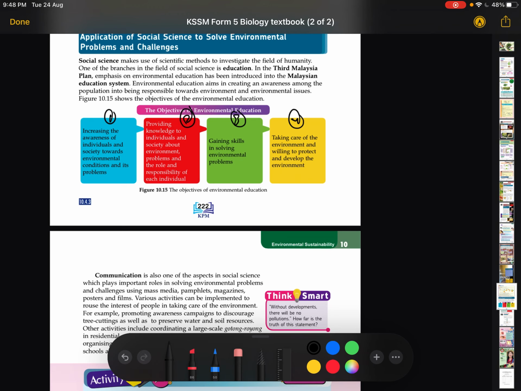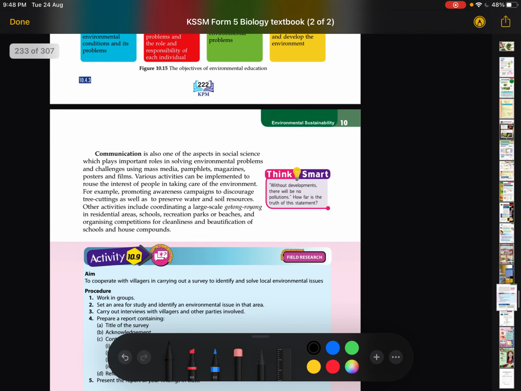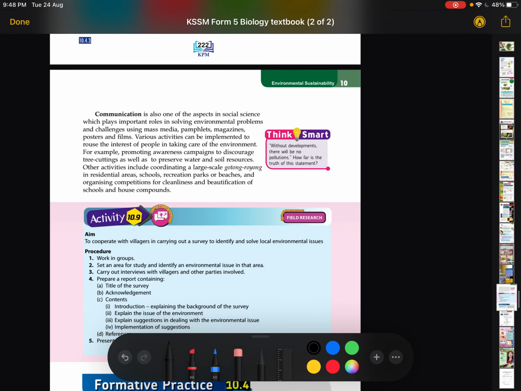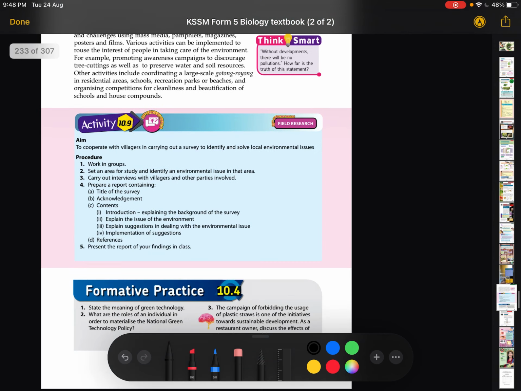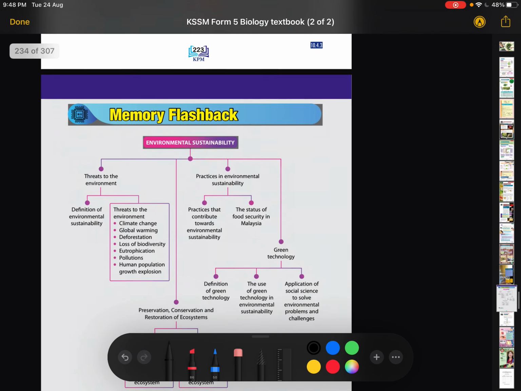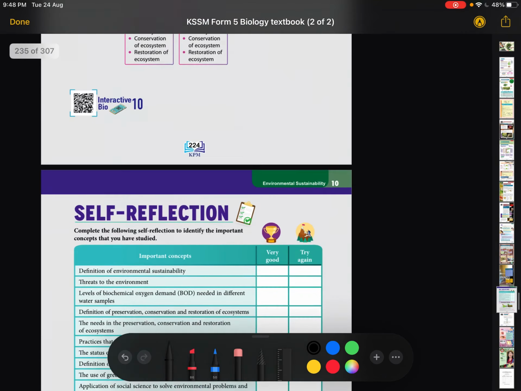So you want the people to be more aware. You want them to know how to conserve. You want them to try it out and be good at it. And you want them to actually work. So how do you do this? You want to communicate more about this. You want to spread it more through social media. You want to do more events at Gotong Royong.